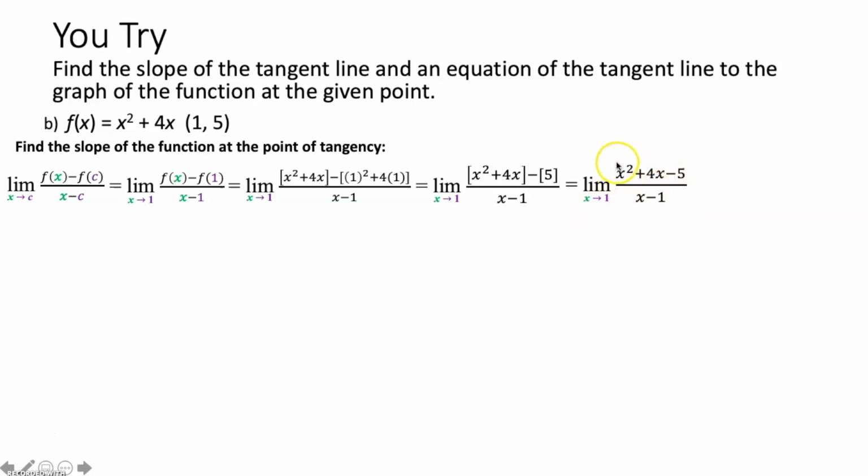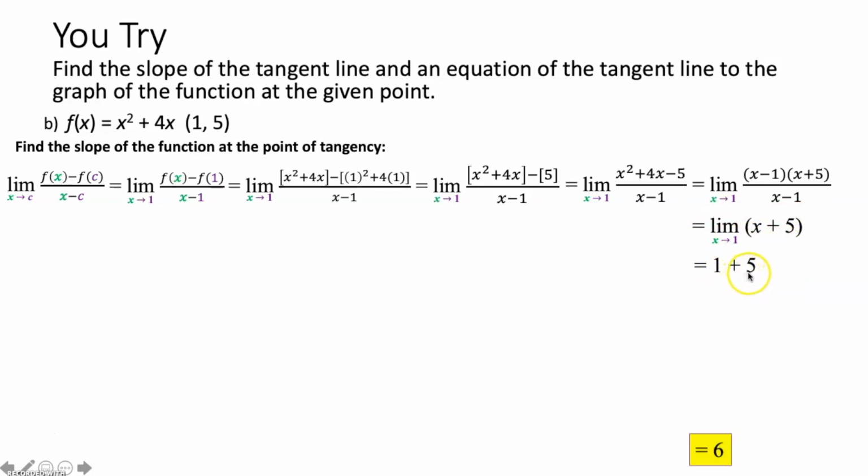Well, we actually know that this up here, x squared plus 4x minus 5, we can factor into x minus 1 times x plus 5. The x minus 1s then cancel each other out, and we're just left with the limit as x approaches 1 of x plus 5. Now we can evaluate our limit by taking the 1, plugging it in for x, and then simplifying. 1 plus 5 gives you 6.